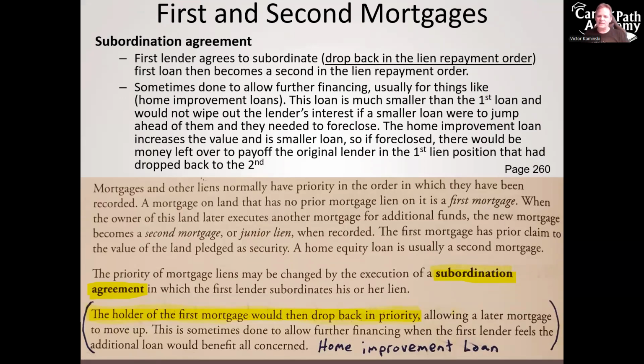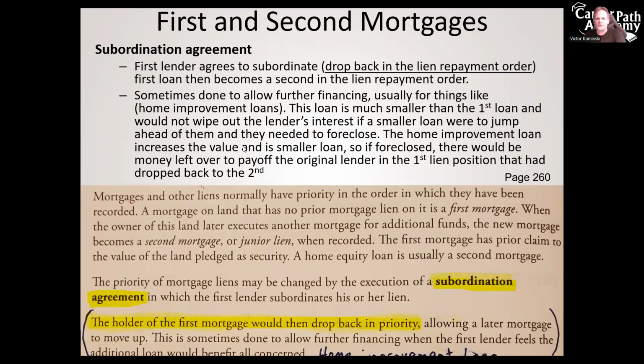So if they drop back in lien position, that smaller loan would get paid back, and then you would have the former first lien holder right behind them. So they would still get paid back. Plus, remember, what is the purpose of this loan? To increase the value of the property, right? To do improvements, which is going to increase the value of that collateralized property.